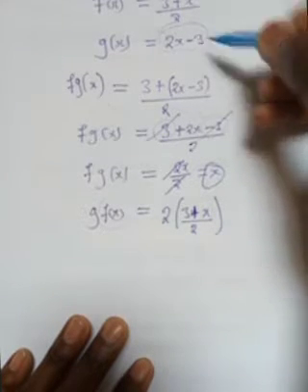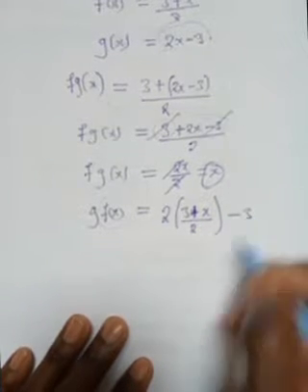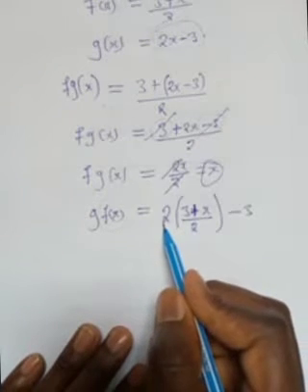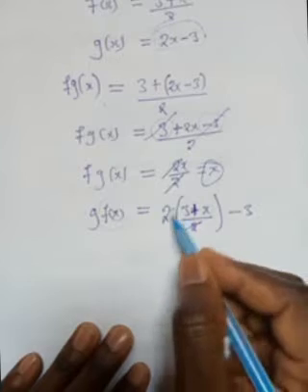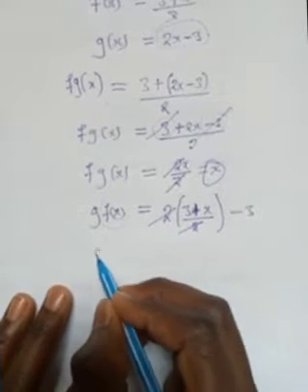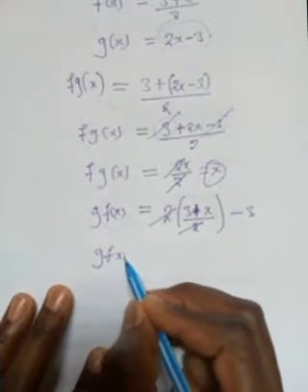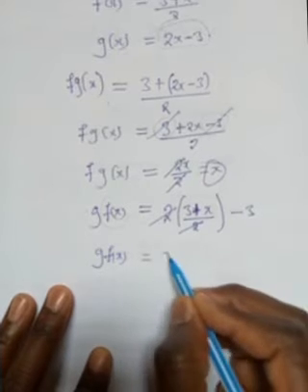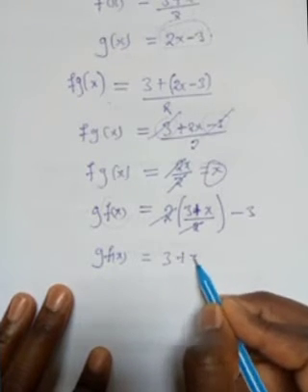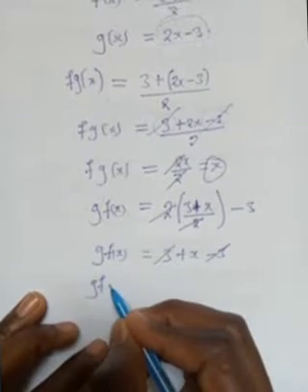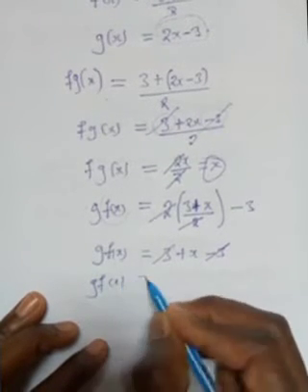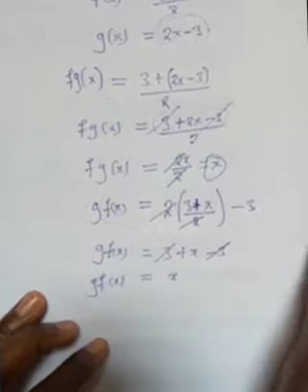Since there is minus 3 here, you write it outside, minus 3. But remember, we are multiplying this by what is inside, and here there is a denominator of 2, meaning that this and that will be cancelled. We're going to end up with g of f of x equal to 3 plus x minus 3. Again, this and that cancel, so g of f of x is equal to x, like this.